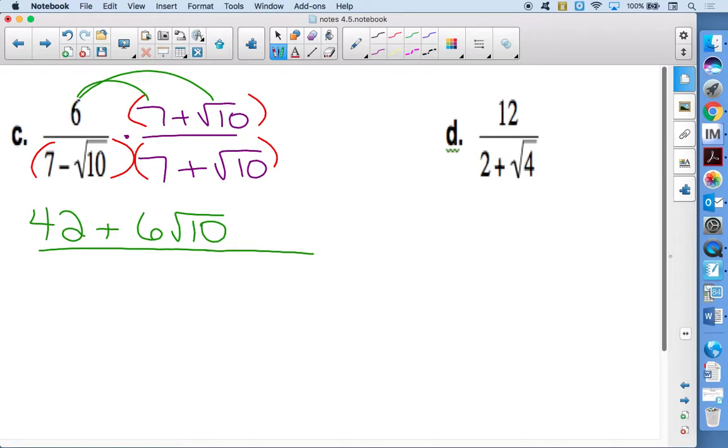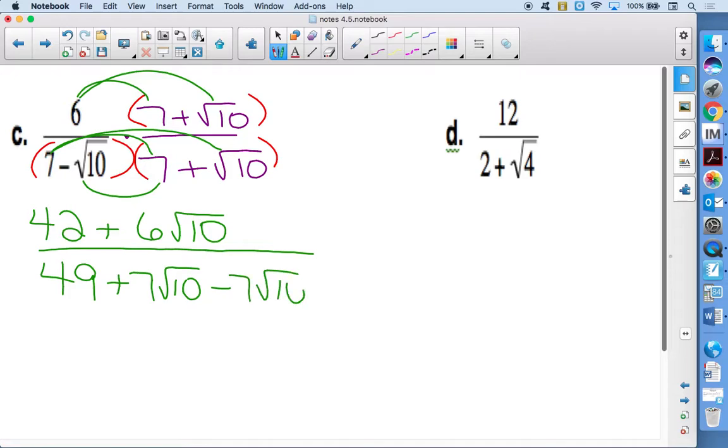And then the bottom, Ethan, 7 times 7 is? 49. Yeah. And then we have 7 with the square root of 10, so write it next to each other. Negative square root of 10 with 7, so negative square root of 10. And then the last one, a minus 10. So the square roots cancel. Square root of 10 times the square root of 10 is just 10. And then there's a minus sign because you have a negative and a positive.